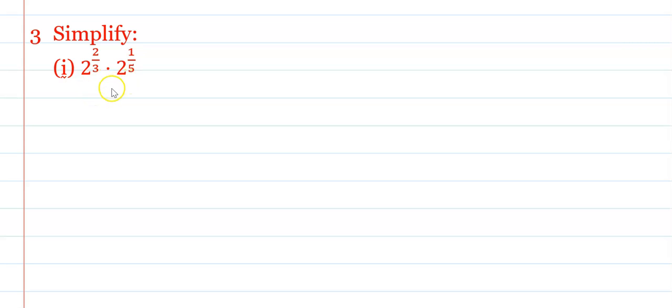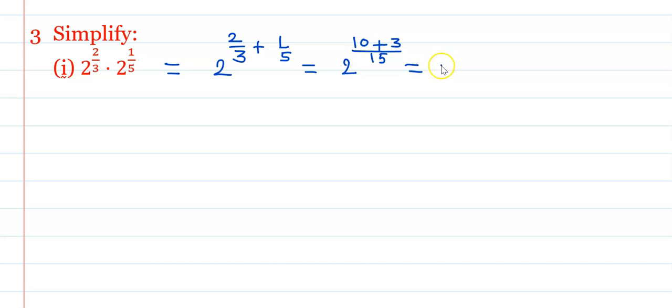Okay. Next, we want to simplify this. Again, the bases are the same, and in between them there is a multiplication sign. Therefore, by using the law of indices for multiplication, that is 2 raised to 2 by 3 plus 1 upon 5, and that equals, by cross multiplication, 5 into 2, you will get here 10, 1 into 3, plus 3, the whole divided by 15. That is 2 raised to 13 upon 15. Okay.